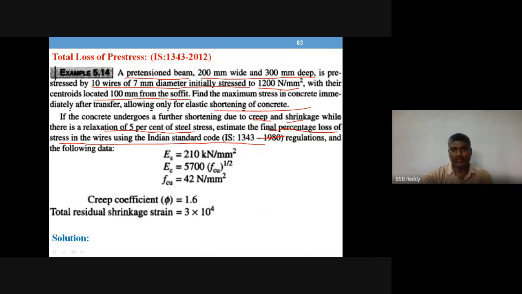Now this is updated, it is like 2012. Take the latest version of the textbook. Following data is given to you. Young's modulus of concrete is 5700 root FCK, where FCK is 42 Newton per mm square. Creep coefficient is given, and residual shrinkage strain is given, because it is mentioned you have to find shrinkage loss also. So we need a shrinkage strain value.